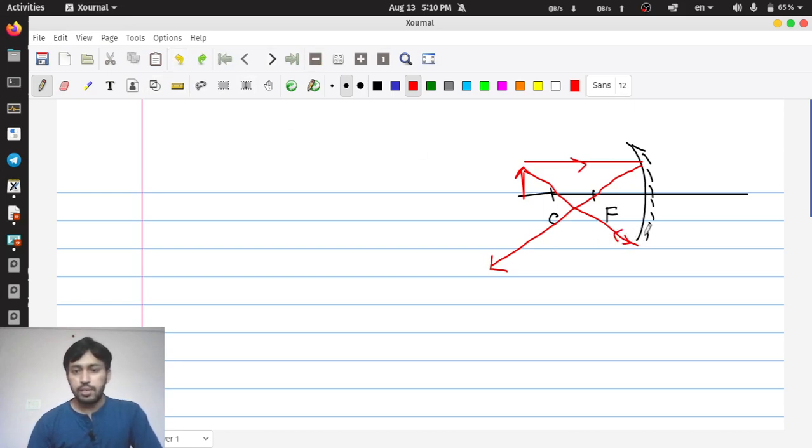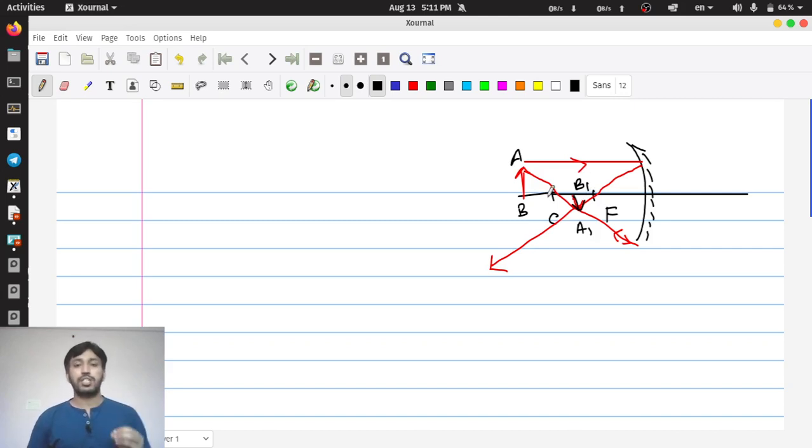Okay, it will trace back the path. So this will be the image. This will be the image. This is basically an inverted image. Okay, so this is object. Suppose AB is the object and here A1, B1, this will be the image. So like this you can draw any image formation.